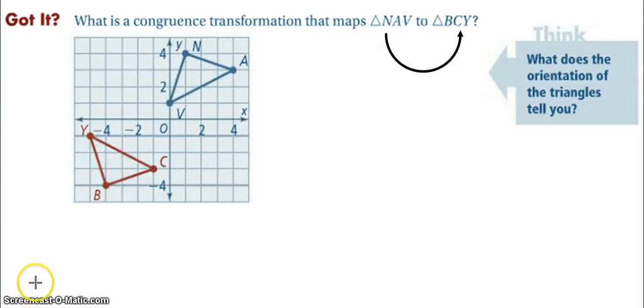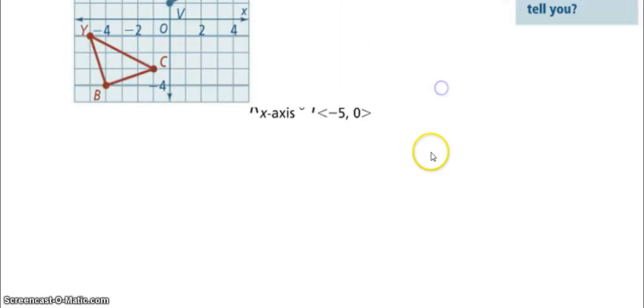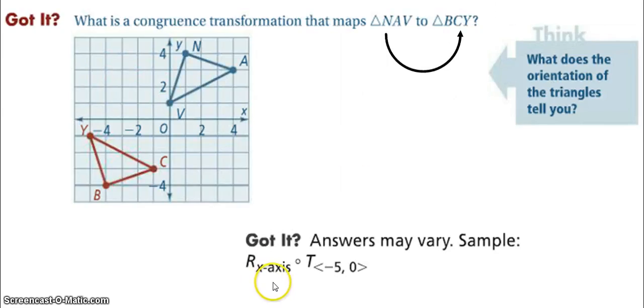One of the biggest mistakes I see is people going in the wrong order. So in this one, please make sure you pay attention that we're going from our shape NAV to our new shape BCY. So N will map to B, A will map to C, and V will map to Y. What you should see is what starts on the left stays on the left, what starts on the right stays on the right, but what starts on top goes down to the bottom now. So that should indicate to you the orientation of the triangles. That should indicate to us that there's going to have to be a reflection. So we can reflect across the x-axis and then just translate it to the left 5 units.